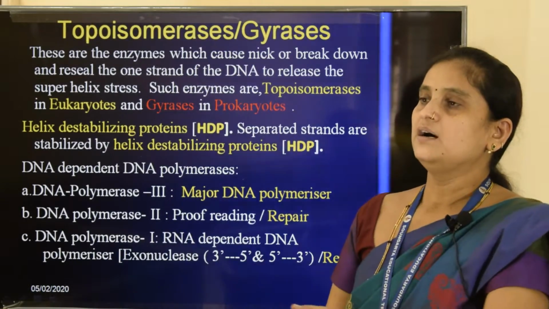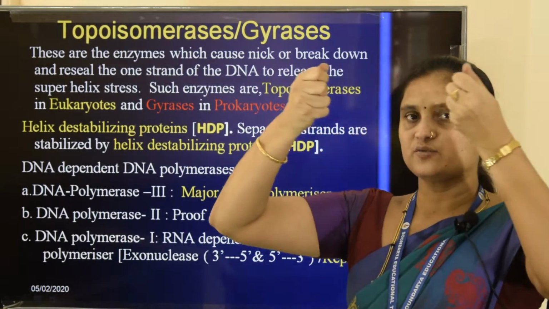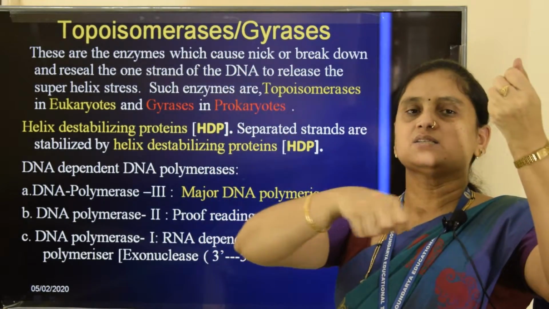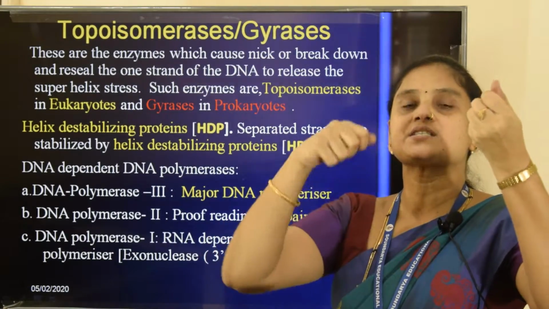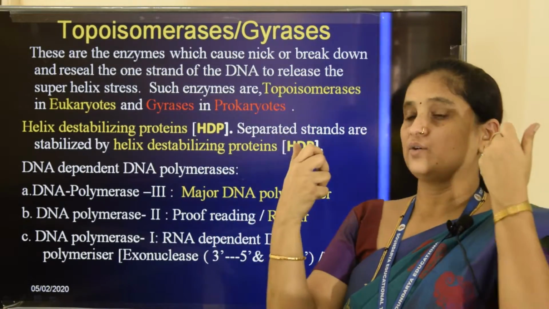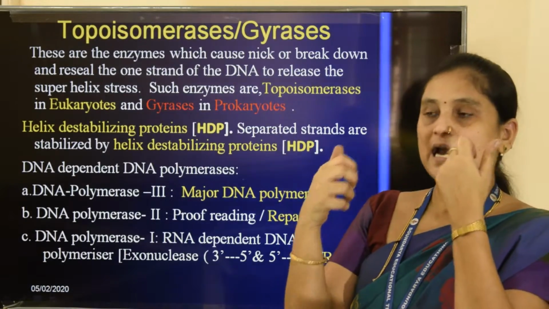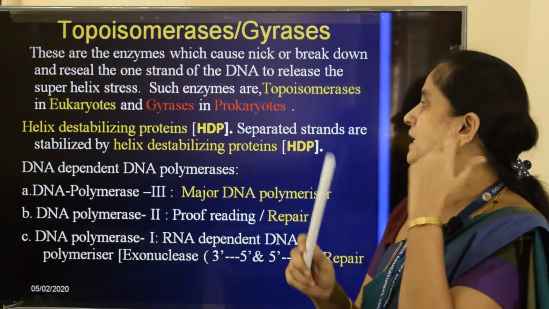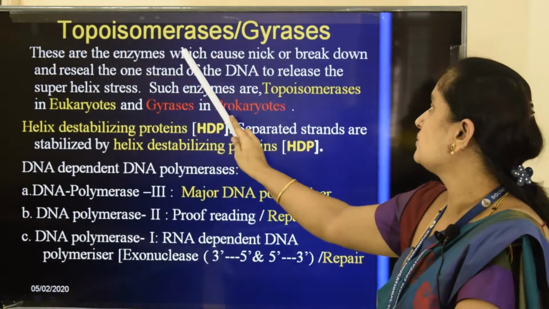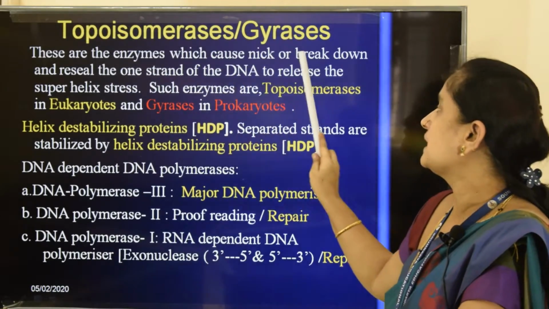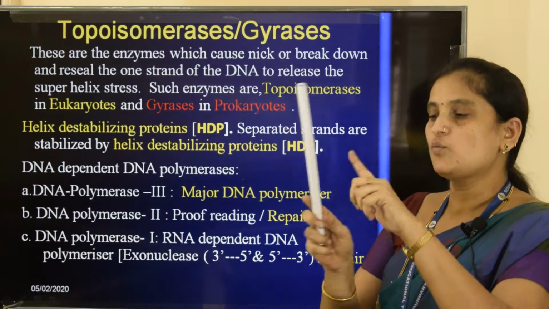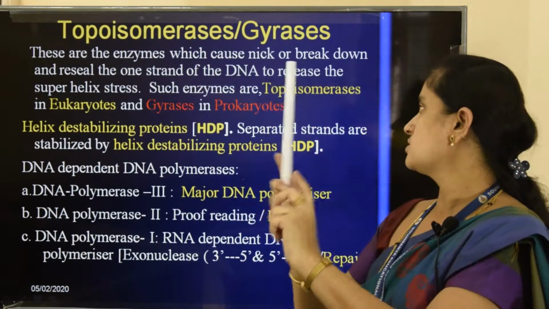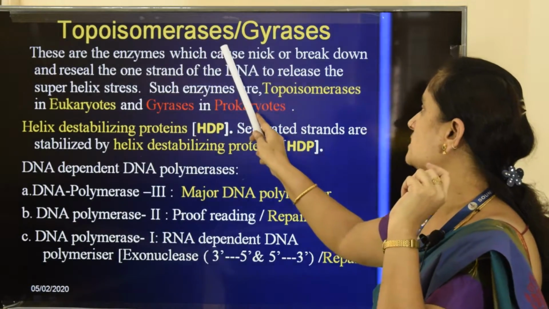See, as we pull the two strands of a rope, what happens? At the lower end, the rope gets coiled more and more due to the stress applied from the upper side. To release that tension or stress created at the other end, topoisomerases are the enzymes which release it. They cut one strand of the DNA, and that is rejoined once again. Such enzymes are called topoisomerases or gyrases.